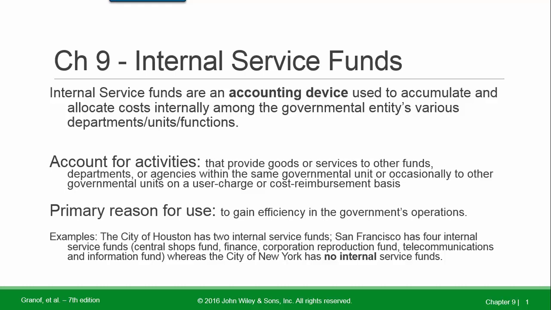Examples: the City of Houston has 2 internal service funds, San Francisco has 4: Central Shops, Finance Corporation, Reproduction, Telecommunications, and Information. City of New York has no internal service funds.